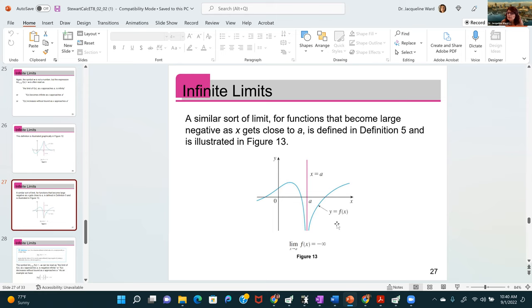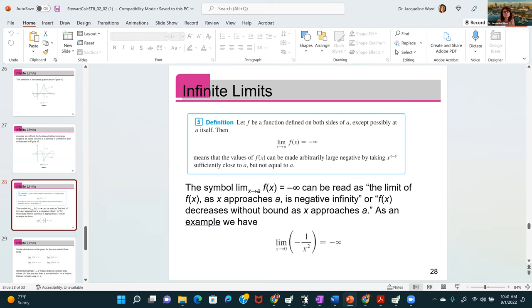And similarly, you could have the limit going to negative infinity. Now, as the x values are approaching a from both sides, the y values are getting really large and negative. You could say really small, but sometimes we say really large and negative. Similar definition. So the limit as x goes to a of f is negative infinity means that the values of the function can be made as large and negative as we want by taking x sufficiently close to a, but not equal to a.